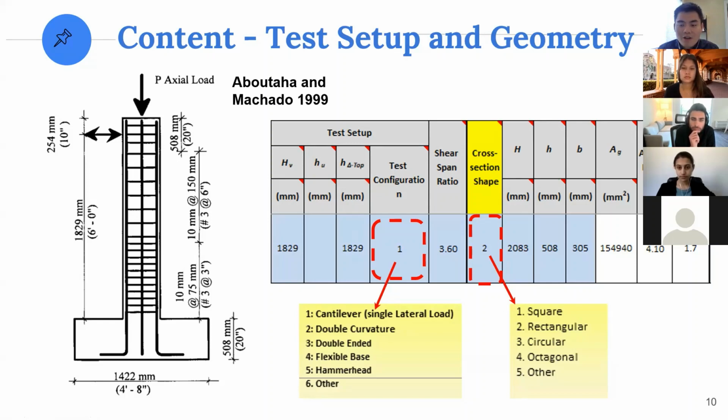And then there is also other information not shown on the slide, but we also recorded. For example, the spacing of the transverse reinforcement in the plastic hinge region, and how the longitudinal reinforcement is developed into the base. For example, in this one, we have a 90-degree angle hook right here. Those are the information we also record, and we also record the axial load and the lateral load.